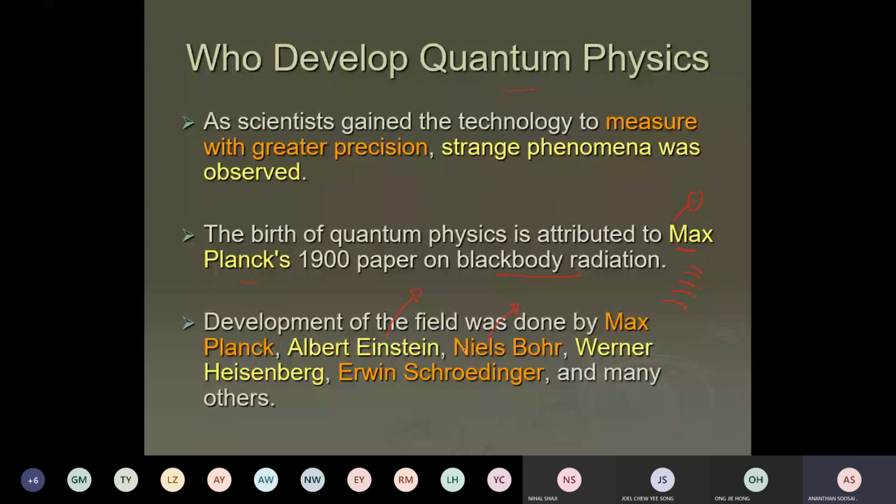Then Heisenberg and Schrodinger. We won't be discussing Heisenberg and Schrodinger at A levels. If you are interested later in taking physics, you might talk about these two in quantum physics at university. Our A levels only go up to Niels Bohr. All of them got the Nobel Prize for their contribution. Not even one left. Everyone got the Nobel Prize for developing quantum physics.